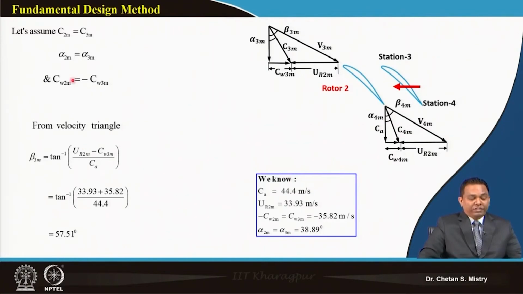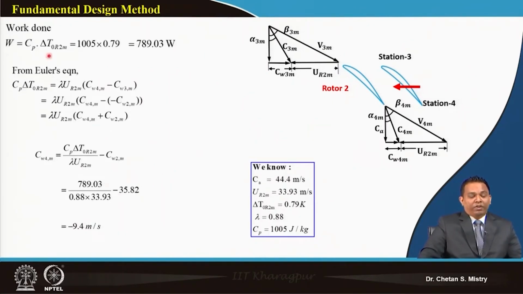Now, in this case, we can calculate my beta 3, that is the flow angle with which the air enters rotor 2. My beta 3, the relative flow angle, comes to 57.51 degrees. Here this is a negative sign, which is the reason why it is getting added up.